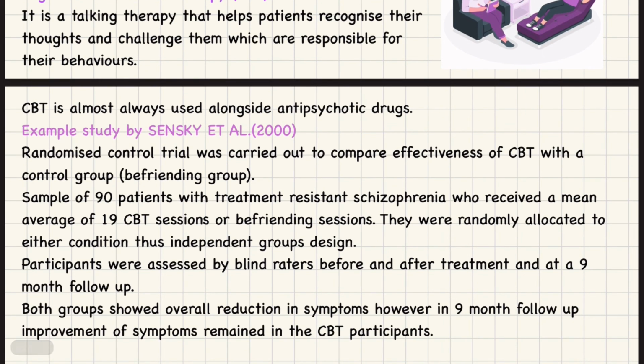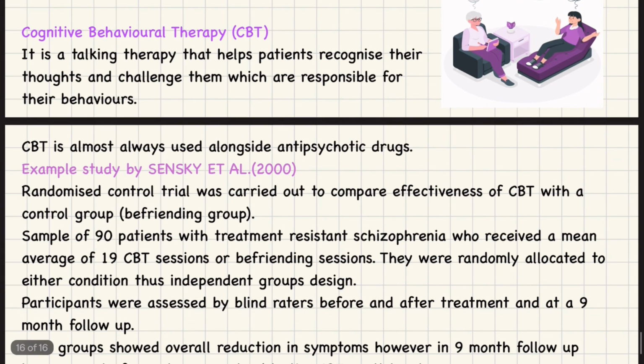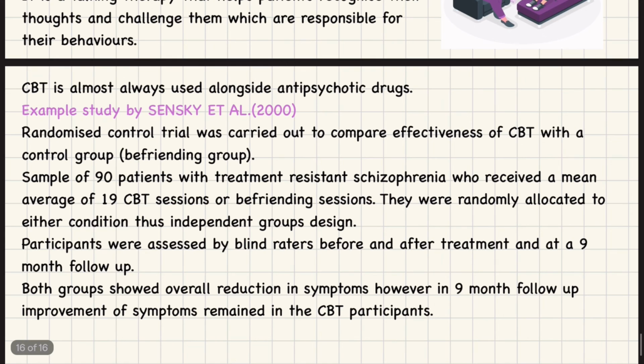Now, an example study was done on the use of cognitive behavioral therapy to see how useful it was. It was done to compare the effectiveness of cognitive behavioral therapy with a control group. So that means that one group was receiving the therapy, and another group, which was the control group, was not receiving the therapy. And this was an example study done by Sensky et al.